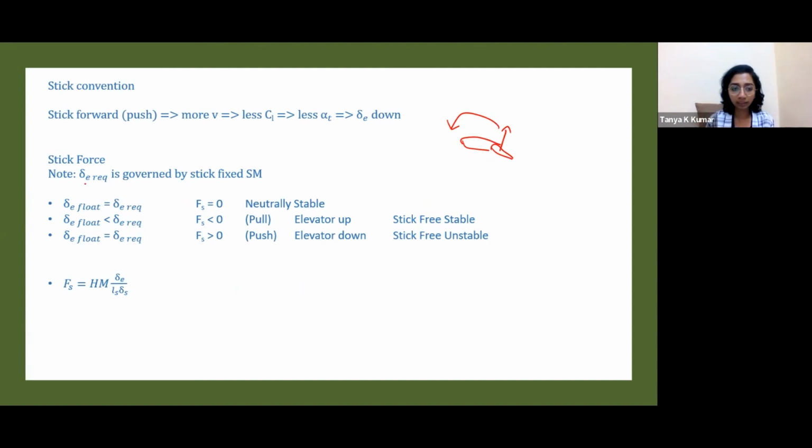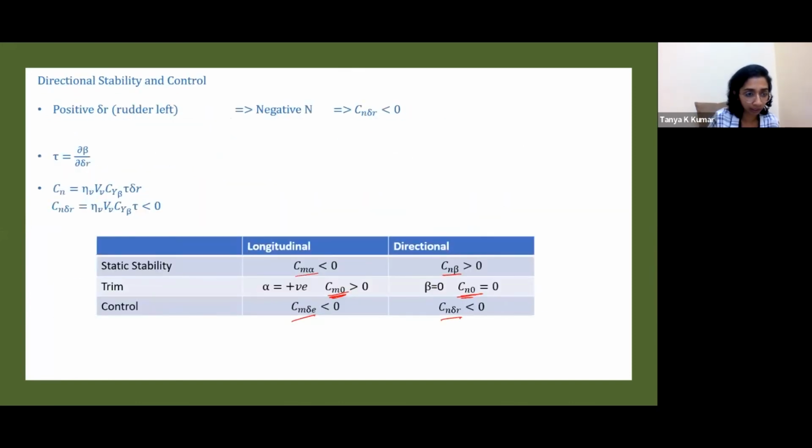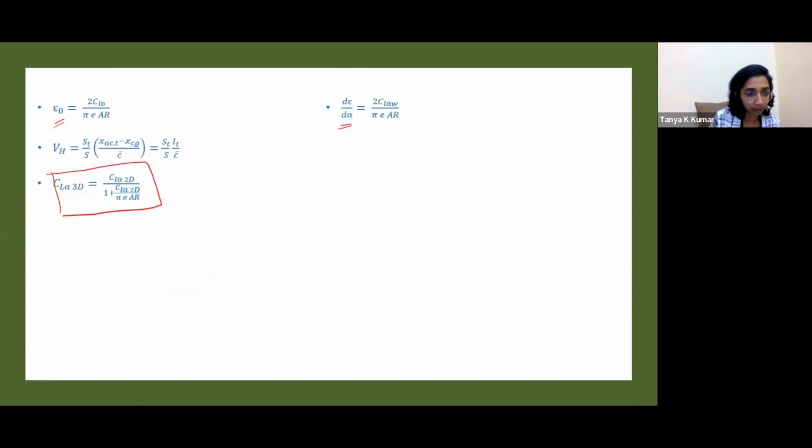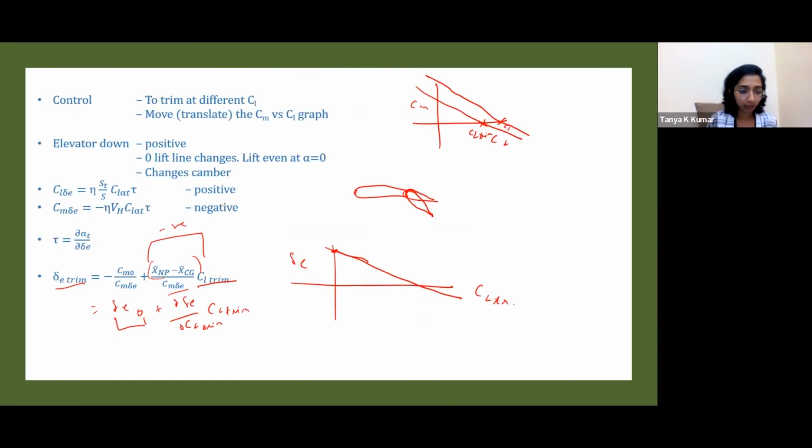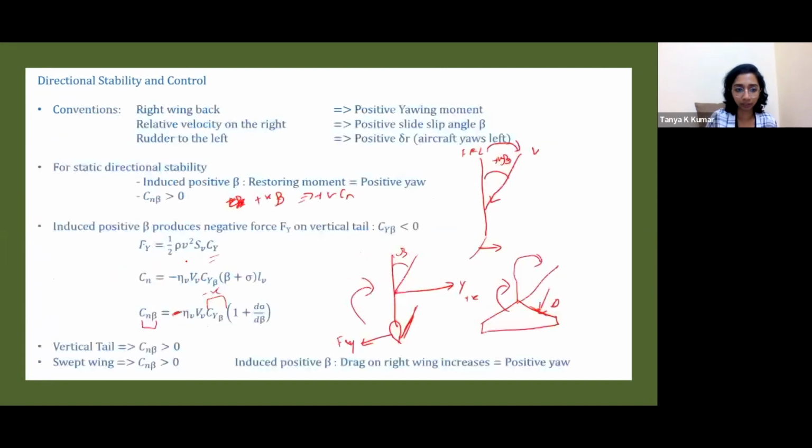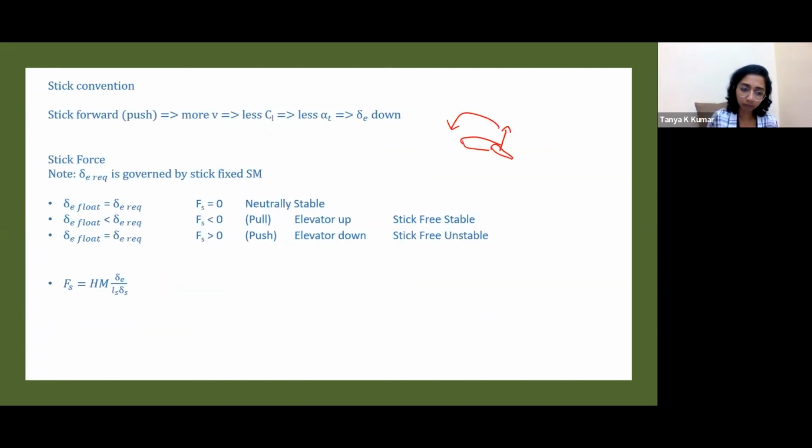We must remember here, this is the point that Sir has emphasized throughout the series, that delta E required is governed by the stick fixed static margin, not the stick free static margin. The delta E required equation that we had calculated, where was it? Yeah, so delta E trim, this one is governed by the stick fixed static margin.